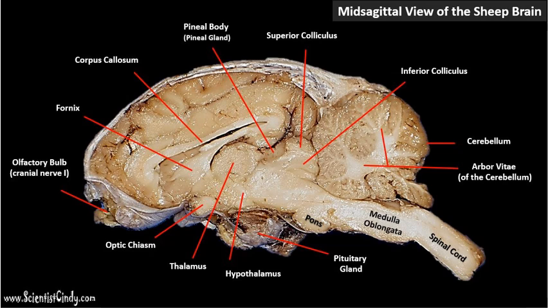And here's an image of the sheep brain cut in half. So many of these structures can be identified in the sheep brain as well. Here you have the cerebellum. Here's the medulla oblongata. Here's the pons. Here's your midbrain. The superior colliculus is right there. The inferior colliculus is right here. Those are the parts of the midbrain that handle the orienting responses.